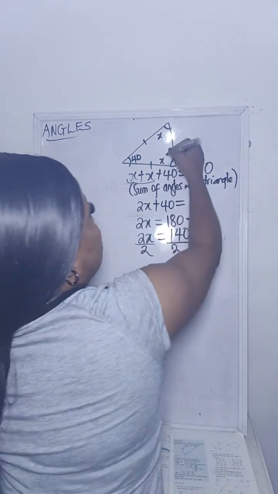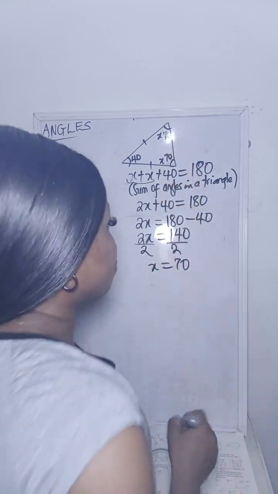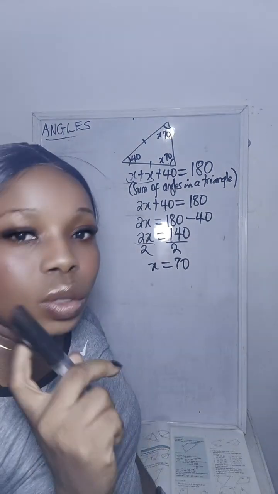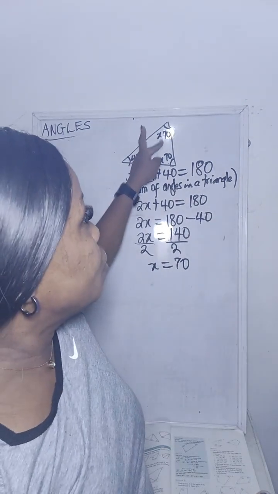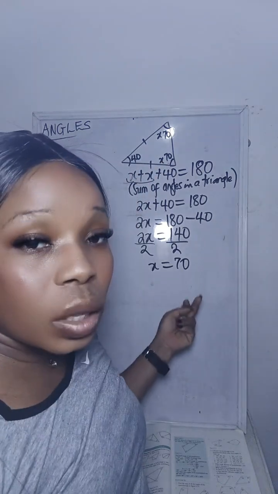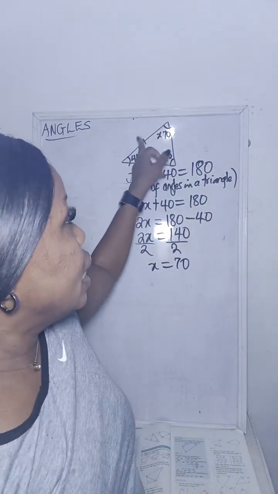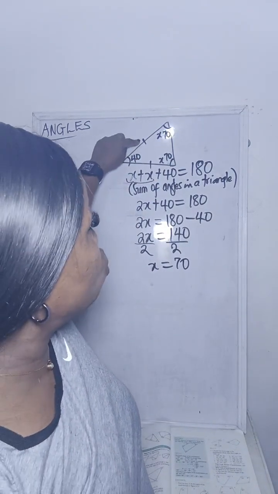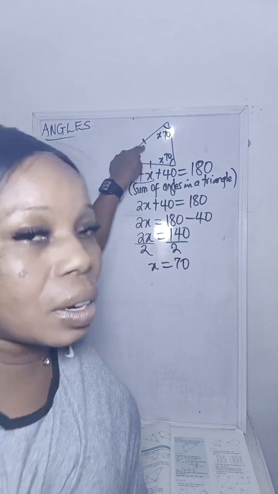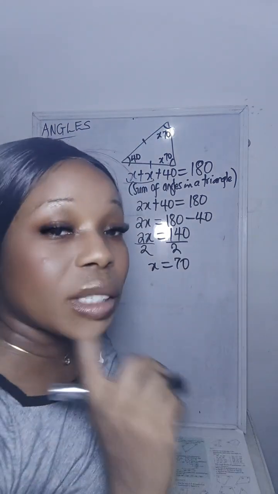So that means if this angle is 70, this angle will also be 70. Let's check if the sum of the angles gives us 180. 70 plus 70 is 140, and 140 plus 40 gives us 180, and we are correct. It's correct, 180 degrees. So when you see these two marks, it means that this triangle is an isosceles triangle, and if this is an isosceles triangle, the base angles must be equal.